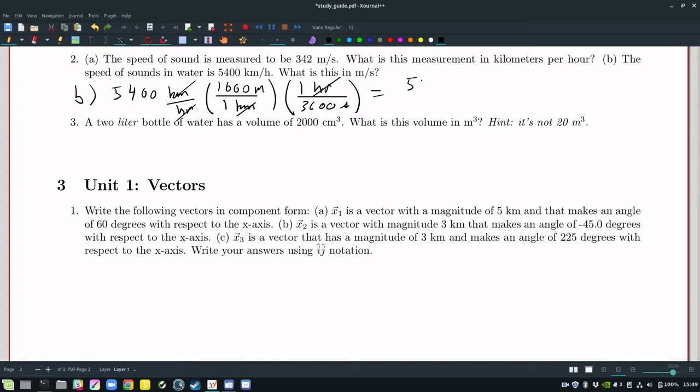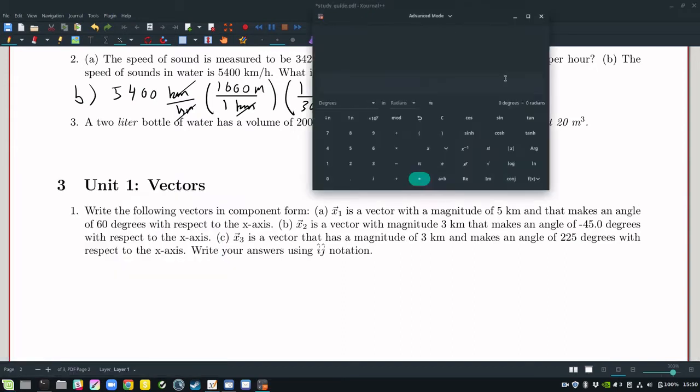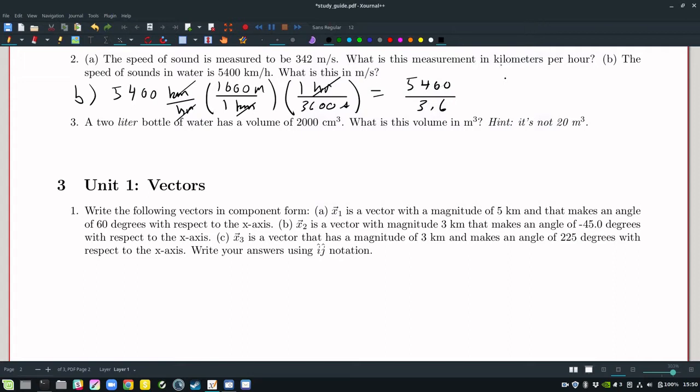So 5,400 divided by 3.6 will be the answer in meters per second. So 5,400 divided by 3.6. Turns out that's 1,500. 1,500 meters per second.